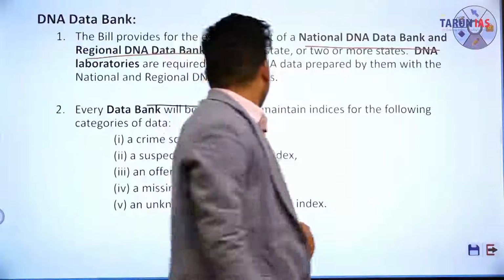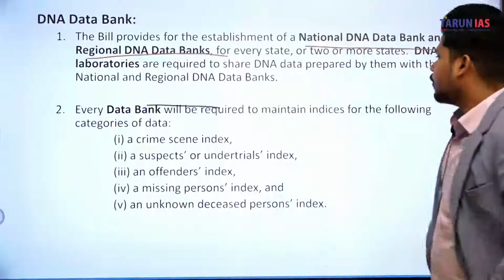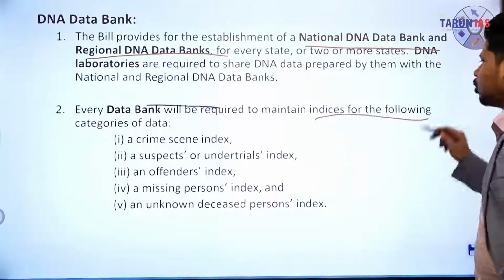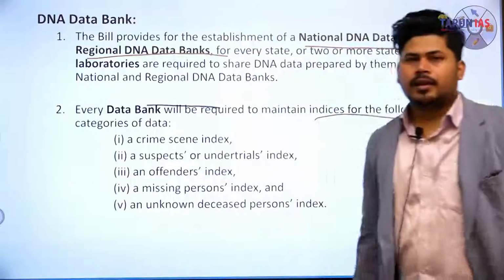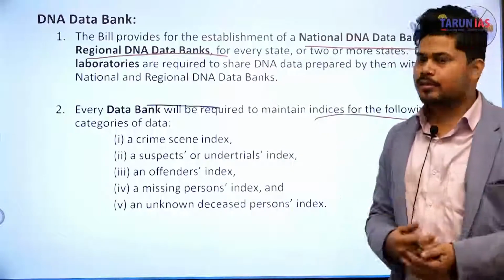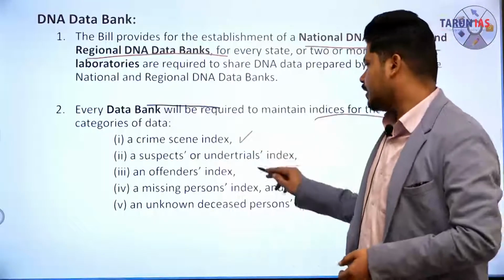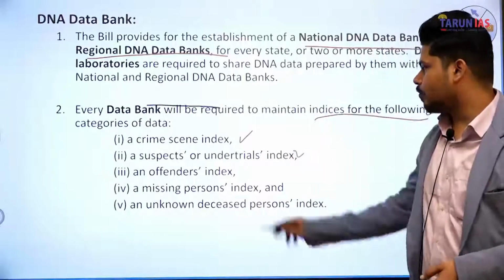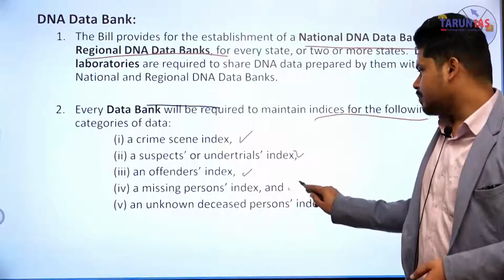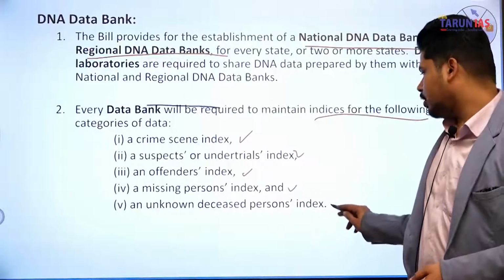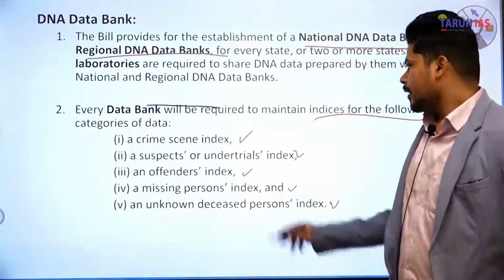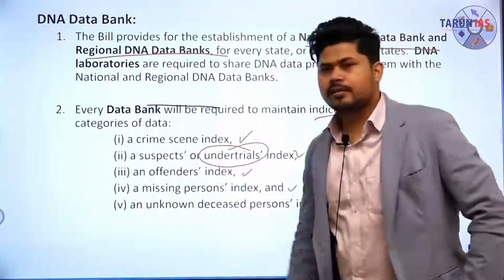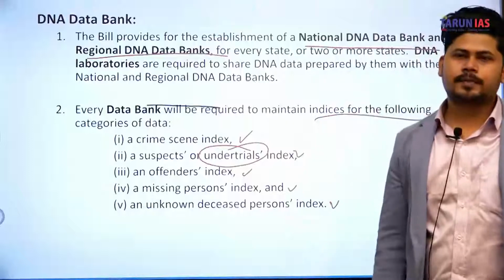Understood? And the data bank will be required to maintain indices of the following categories of data. Indices मतलब एक बेसिकली काइंड ऑफ अ डेटाबेस, ठीक है. क्राइम सीन इंडेक्स, सस्पेक्ट्स और अंडर ट्रायल इंडेक्स, ऑफेंडर्स इंडेक्स, अ मिसिंग पर्सन्स इंडेक्स एंड एन अननोन और डिसीज्ड पर्सन इंडेक्स. यहां पे प्रॉब्लम क्या है कि अंडर ट्रायल्स का भी डेटा, डीएनए डेटा कलेक्ट किया जा सकता है.